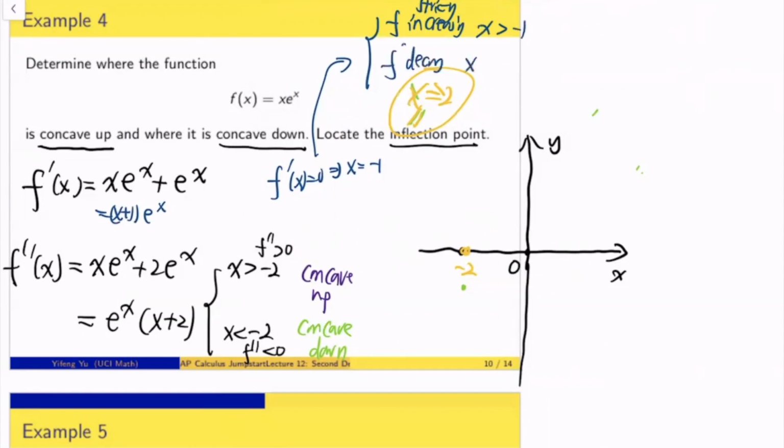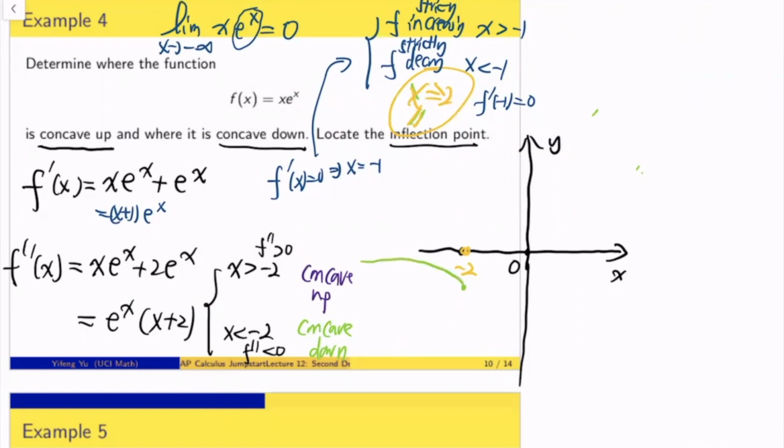The function is strictly decreasing when x is less than -1, and f prime of -1 equals 0. So that's the place where it attains a local minimum. Also, when x goes to -infinity, this goes to 0, because the exponential decays faster than the polynomial. When you combine all this information together, I can draw the graph. The graph will be like this.